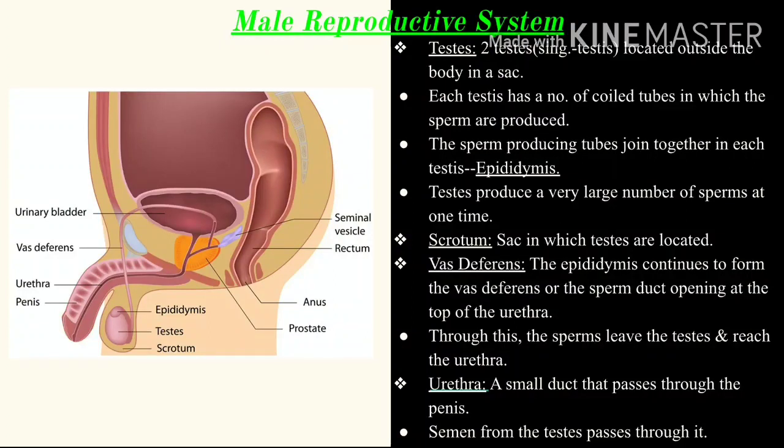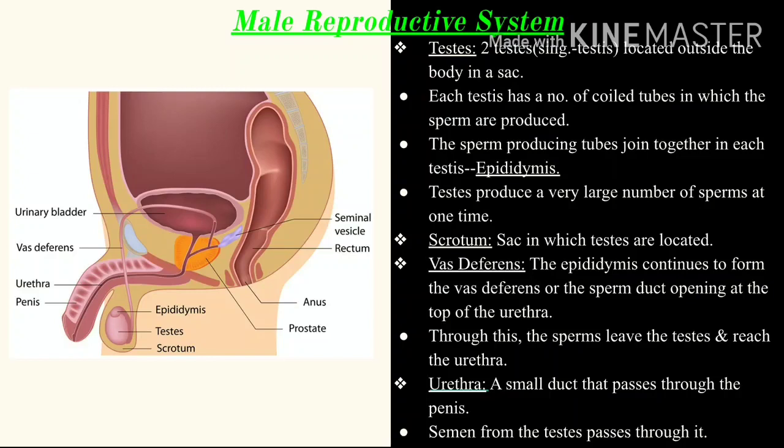Especially you have to learn about the functions of each part, at least one function of each part, and the location of these parts. It is given there in the diagram also, and it is seen in a proper way, so you have to prepare it. This is the male reproductive part.